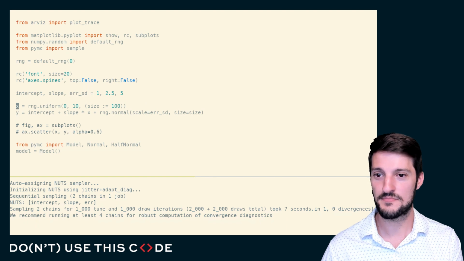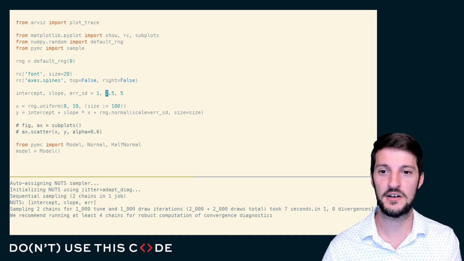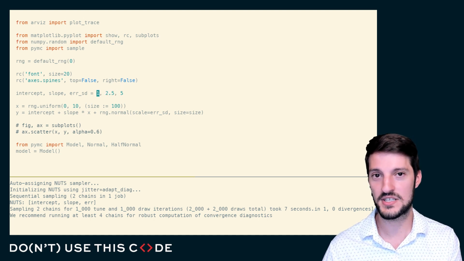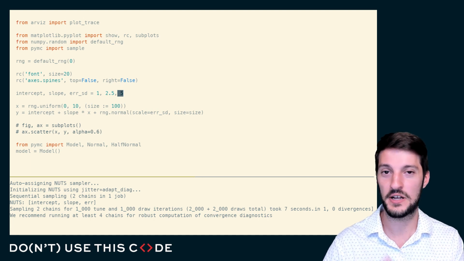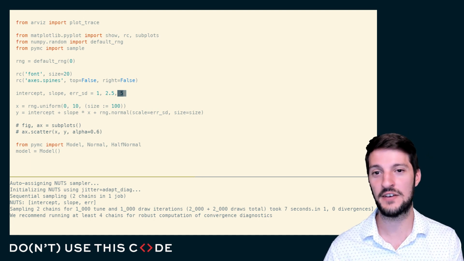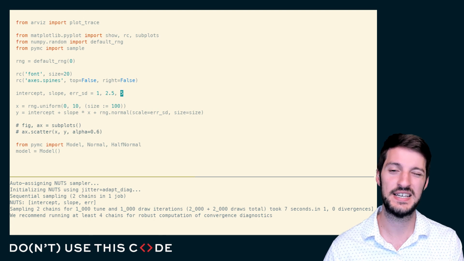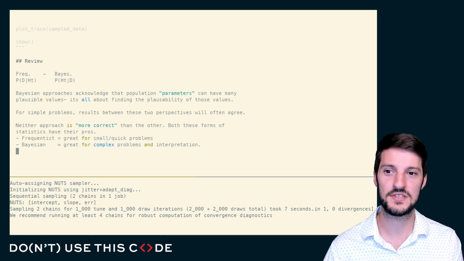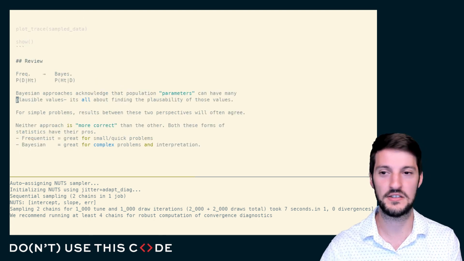And the great thing is that the real values of my slope, intercept, and error were 2.5, which was dead on for my slope, 1 for my intercept, which was very accurate, and then for our error, we got 4.5, or at least the most likely value of 4.5. But that's the great thing about Bayesian statistics: we're not talking in absolute truths, we're talking about probabilities and likelihood.